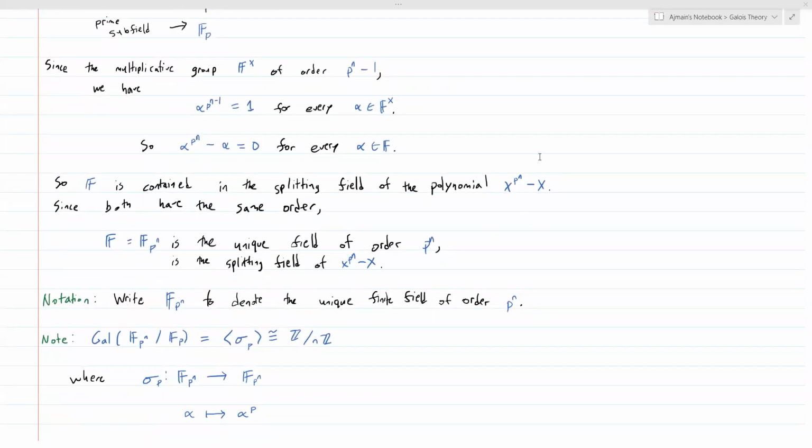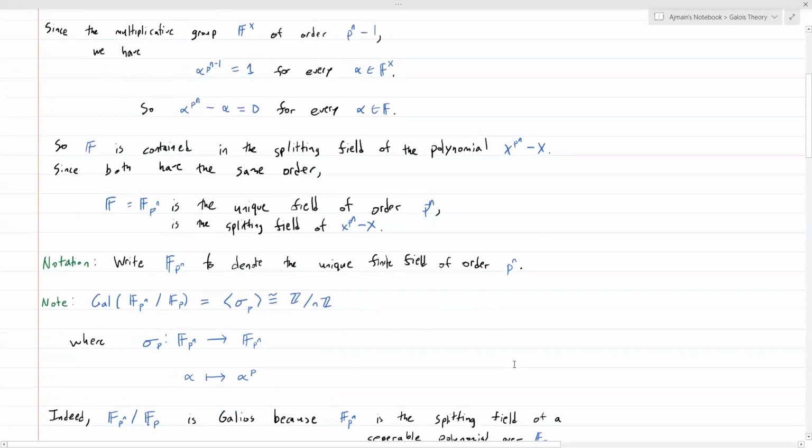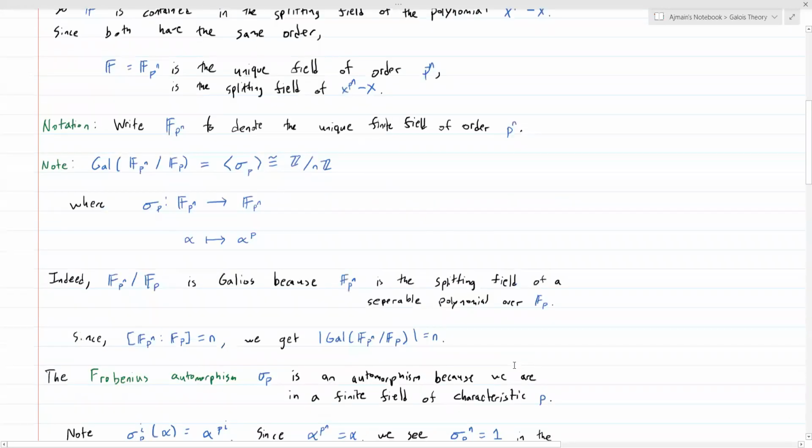Now, notation: write F sub p to the n to denote the unique finite field of order p to the n. And this is kind of cool, a thing about finite fields. Once you specify the order of the field, you know exactly what the field is, because there's only a unique field of that exact order.